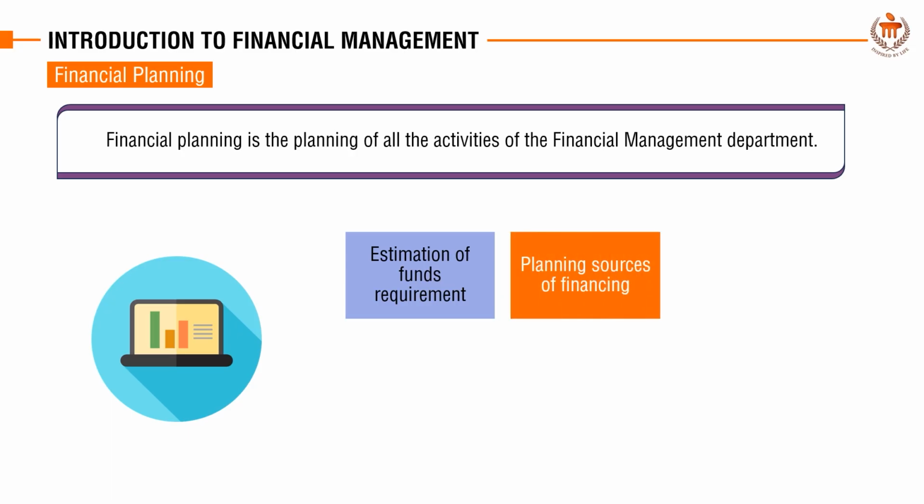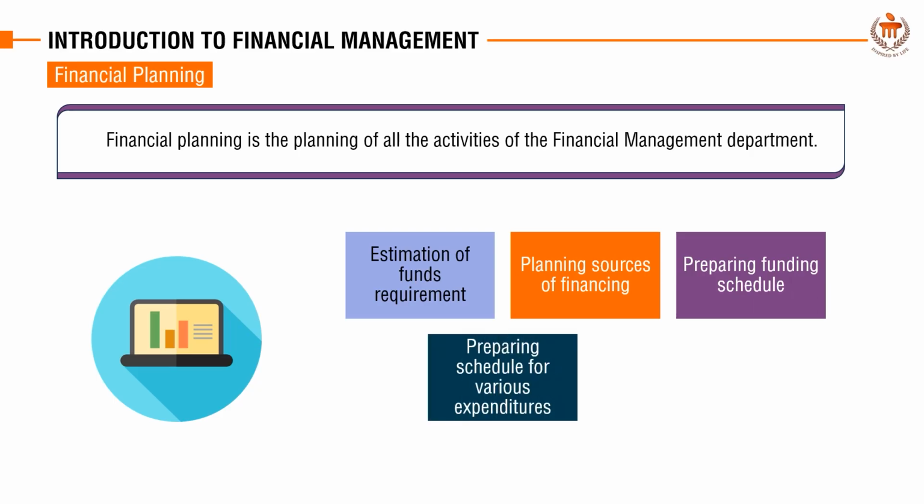Planning sources of financing. Once they have planned the amount of money required, the next question is, where do I get the money from? Planning funding schedule and schedule for various expenditures. It is not necessary that the entire money required by the organization should be made available on day one. The funding can be spread over a period of time. So there should be a schedule made for funding activities. Finally, the finance department also gets involved into profit planning.